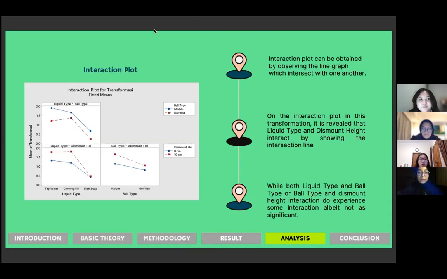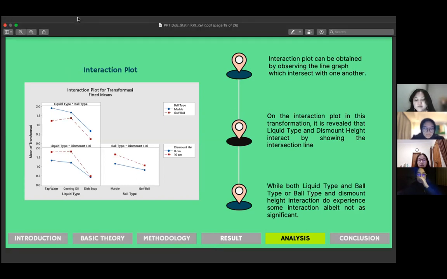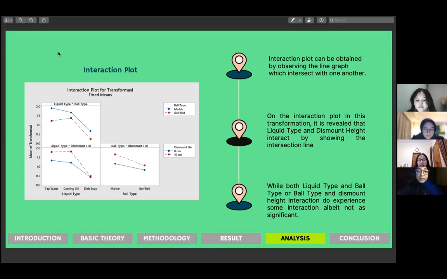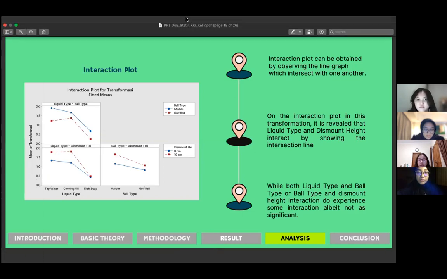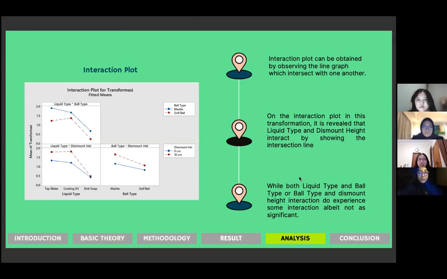From this interaction plot graph, we can determine whether or not there are any interactions between the three factors. We recognize that liquid type and dismount height undergo some interaction as it has the most evident intersection line. On the other hand, liquid type and ball type, or ball type and dismount height, do experience some interaction, albeit not as significant. The order of interaction with the most significant impact is first liquid type and dismount height, second ball type and dismount height, and lastly liquid type and ball type. Next.